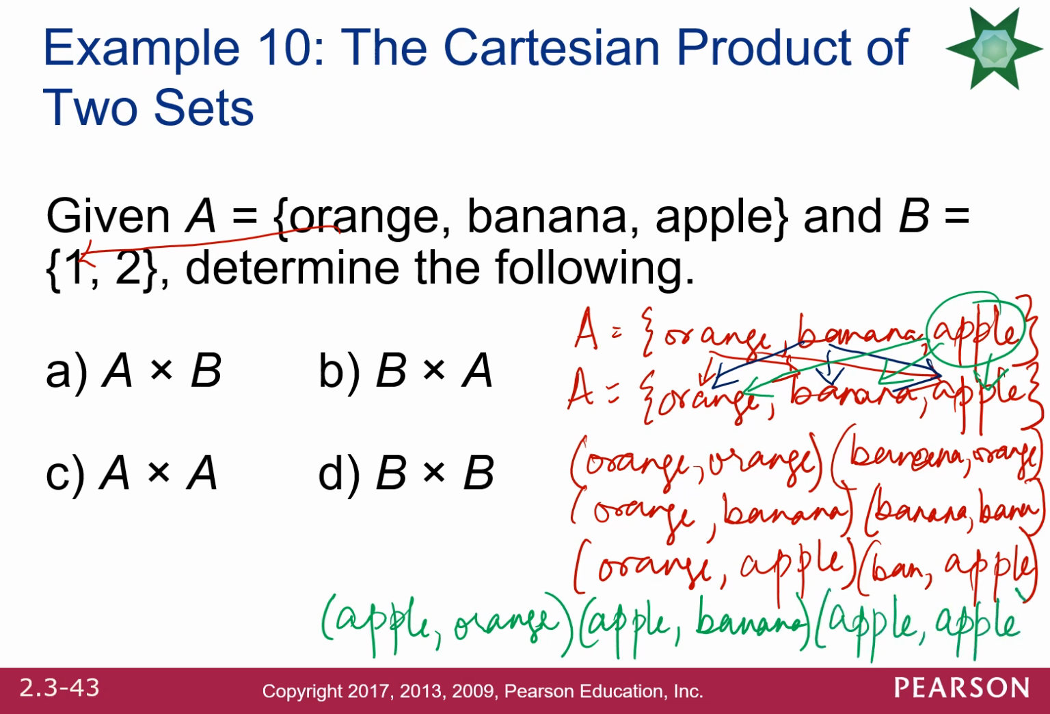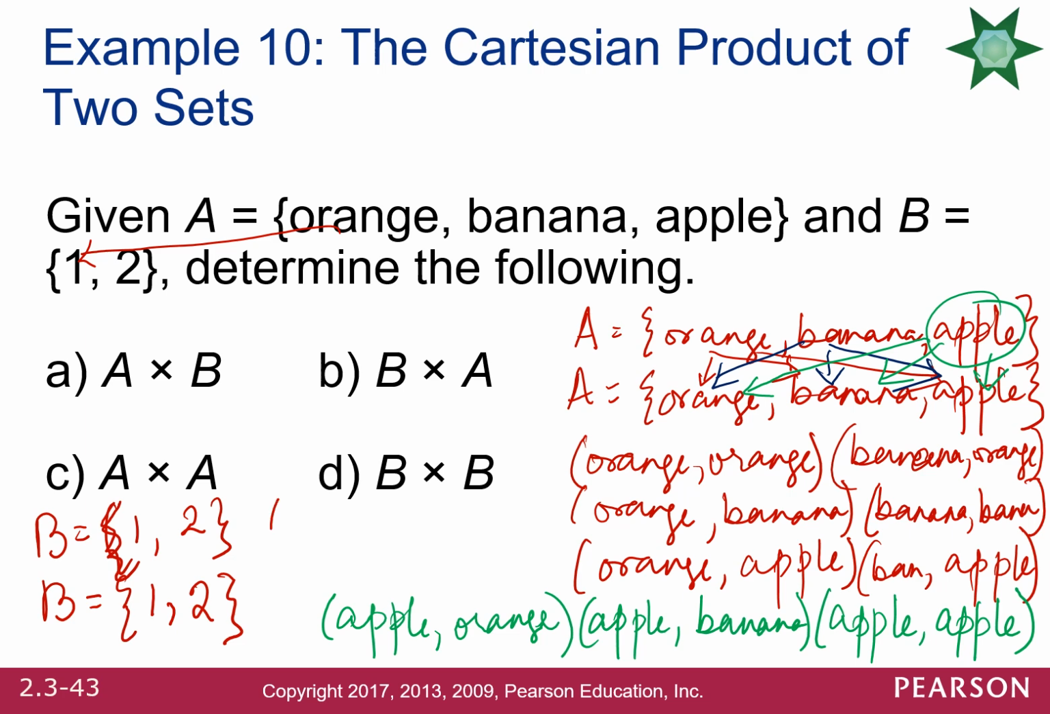All right, so that would be the Cartesian product of A cross A. And finally, we have B cross B, where we work with 1, 2. So B equals the set 1, 2. And let's write another B because we are essentially finding the Cartesian product of the set B with B. So what are our combinations going to be?